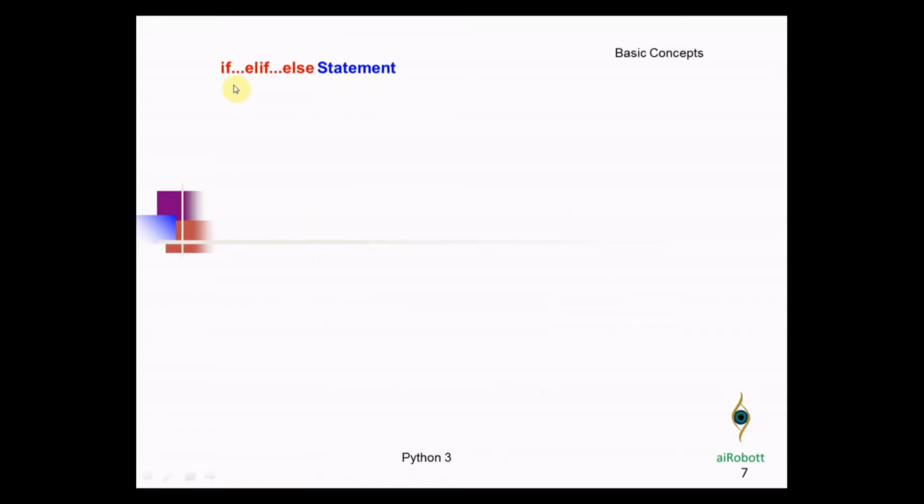Now we will see if elif else statements. Here, we have already learned the if and else statements. The new term is elif. Elif is short for else if. The elif statement allows you to check multiple expressions for true and execute a block of code as soon as one of the conditions evaluates to true.